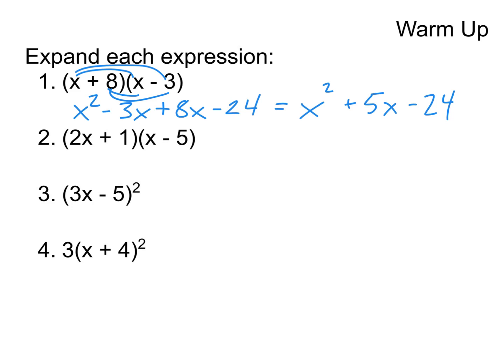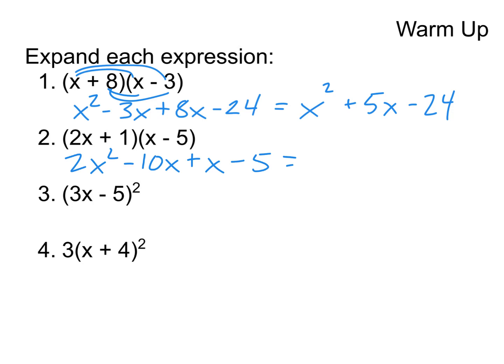All right, on number 2, 2x times x gives us 2x squared. 2x times a minus 5 gives us minus 10x. 1 times x gives us just 1x, or x. And then 1 times the negative 5 gives us a minus 5 there.